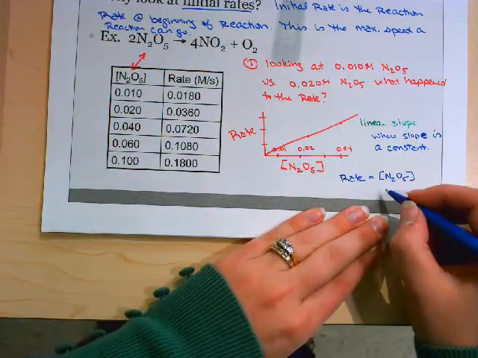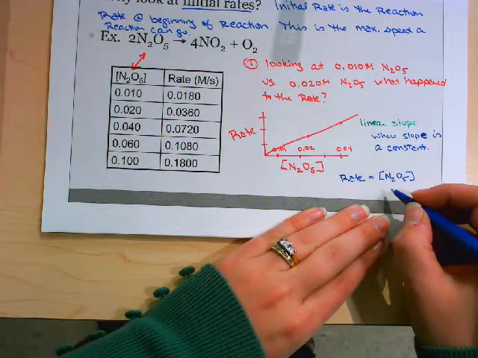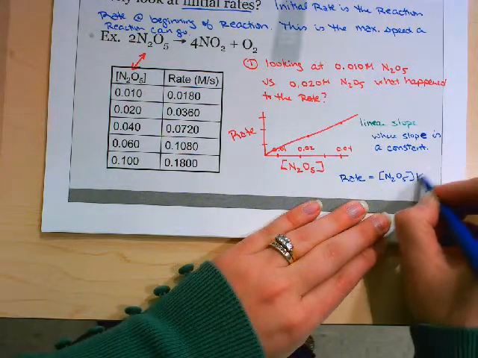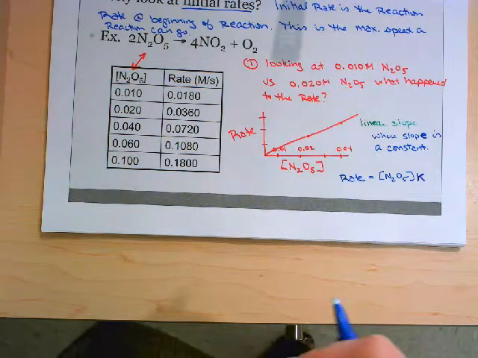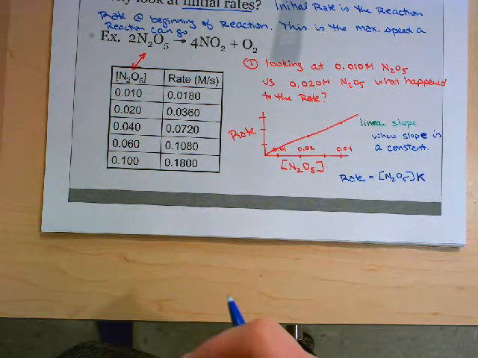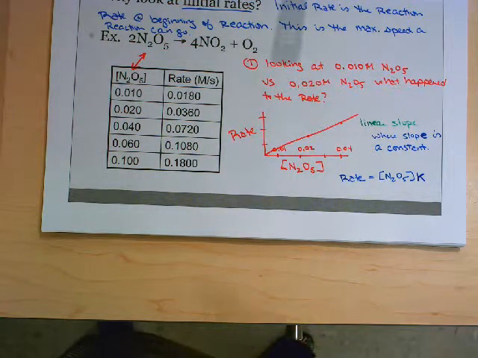Rate and the concentration are directly equal using this proportionality constant K. The little k. We'll do big K's later. Little k. So wherever you write your little k, make it obvious that's little k.